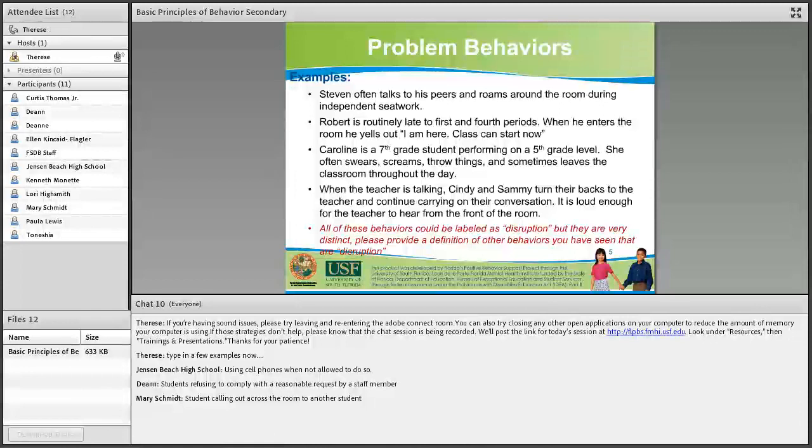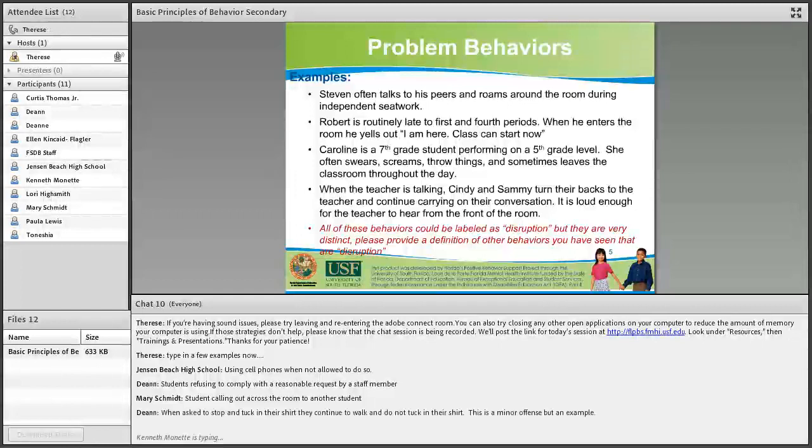I see Lori is also typing. All right, that was from Mary. Here we go. My chat box is kind of bouncing around a little bit here. And I notice that Kenneth Monette is typing. All right. Okay, well, we've got a few examples. I'm going to go ahead.